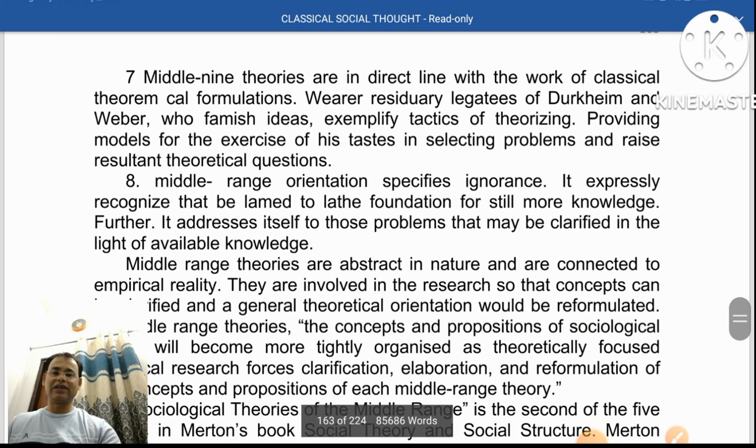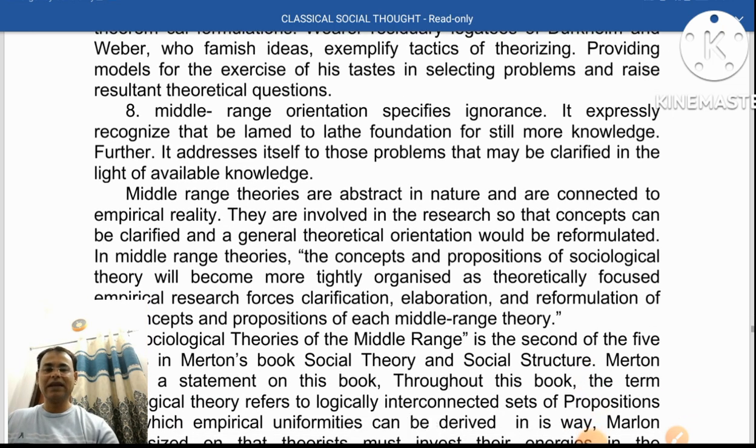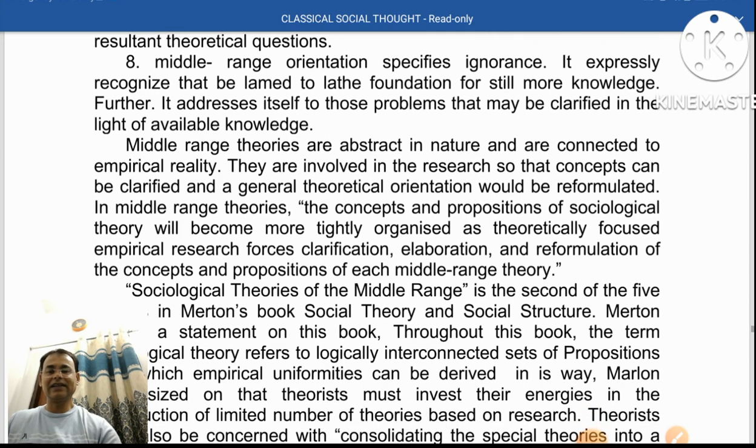Middle-range theories are in direct line with the work of classical theorists, whereas the residuary legatees of Durkheim and Weber, who furnish ideas, exemplify tactics of theorizing. Middle-range orientation specifies ignorance. It expressly recognizes that we aim to lay a foundation for still more knowledge. Further, it addresses itself to those problems that may be clarified in the light of available knowledge.